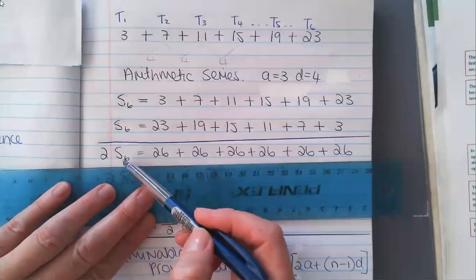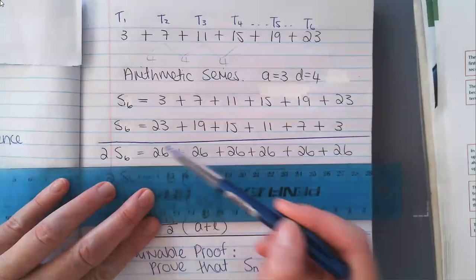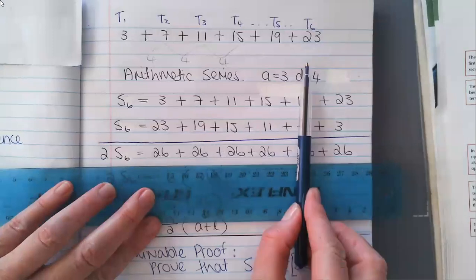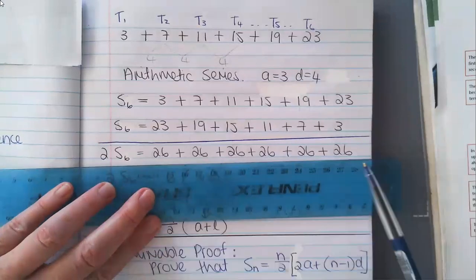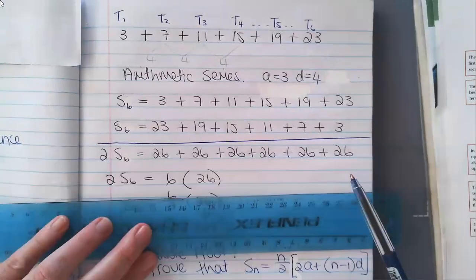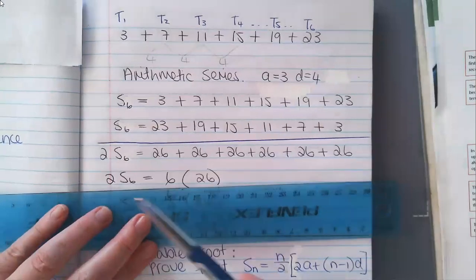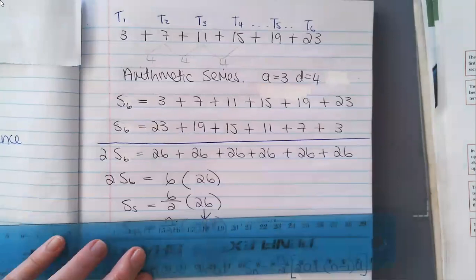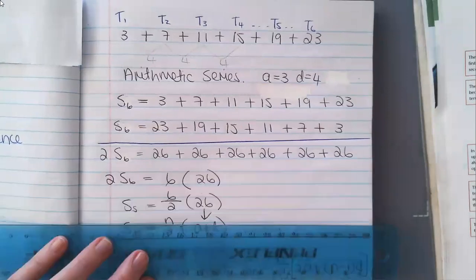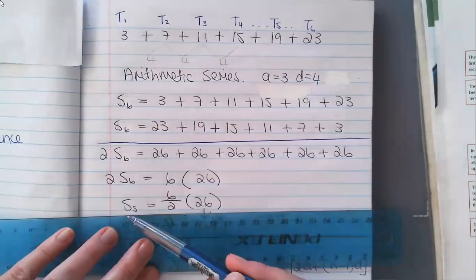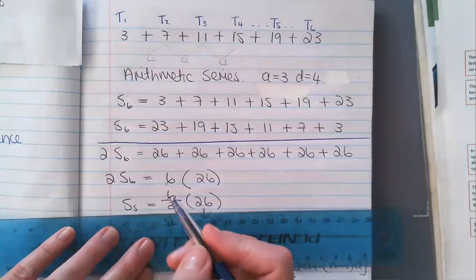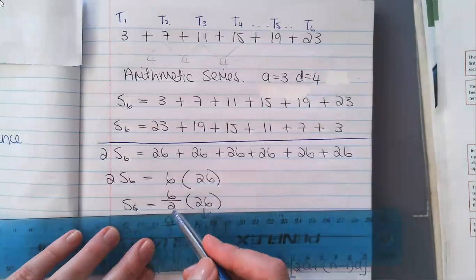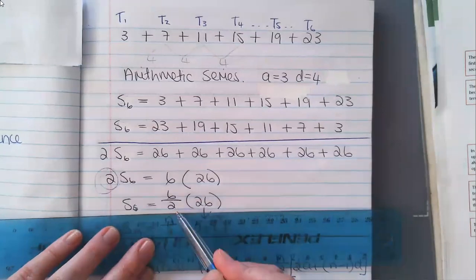Okay, and look what we get. We get 26 plus 26 plus 26. So for all 6 terms, we get 26. So it's going to look like this: 2 times the sum of 6 is 6 times 26. And so S of 6 is 6 over 2 times 26.